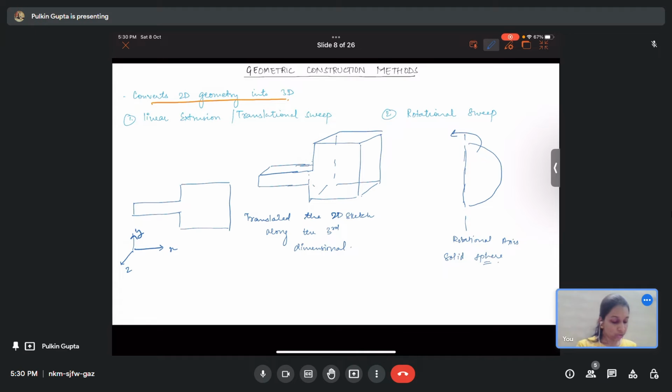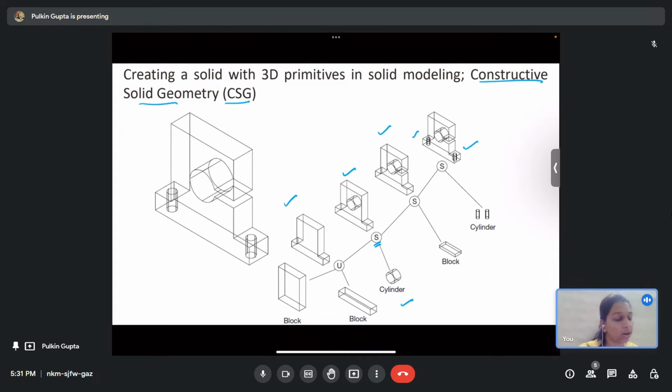Okay, some of the primitives that are available nowadays in various modeling software are cones, cylinders, wedges, torus structures, hemispheres, spheres, etc. Now, how do you create a solid with 3D primitives in solid modeling, which is mainly constructive solid geometry? Suppose you have to develop this complex part. How are you going to approach it?